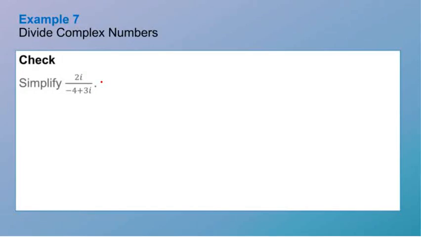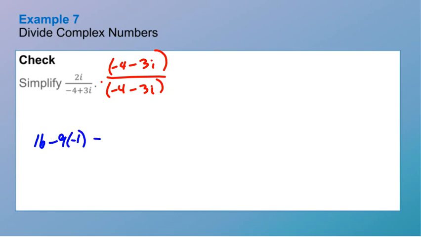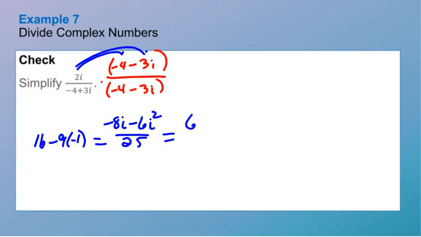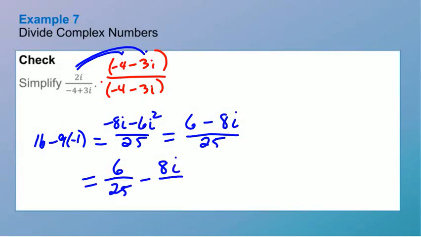Next, multiply this by the conjugate. So this would be negative 4 minus 3i all over negative 4 minus 3i. So if I do the bottom and FOIL that, or do the difference of two squares, that gives us 16 minus 9i squared, or negative 1, which will give us 25 in the denominator. Here, that gives us negative 8i minus 6i squared. This will make that negative 6 times negative 1, which will give us a positive 6 minus 8i all over 25. Put it in proper form, 6 over 25 minus 8i over 25.